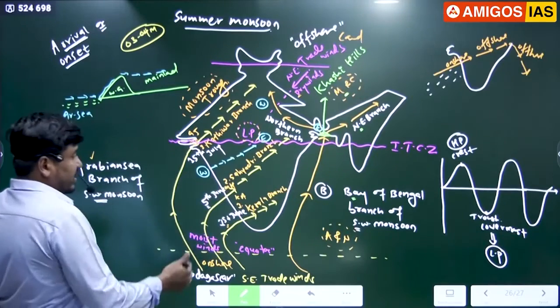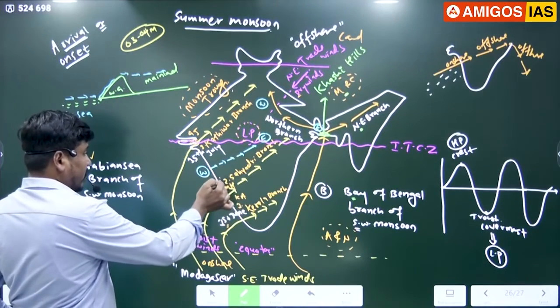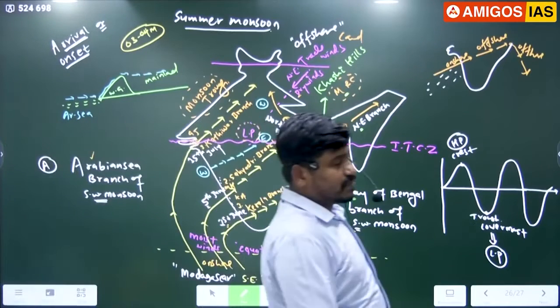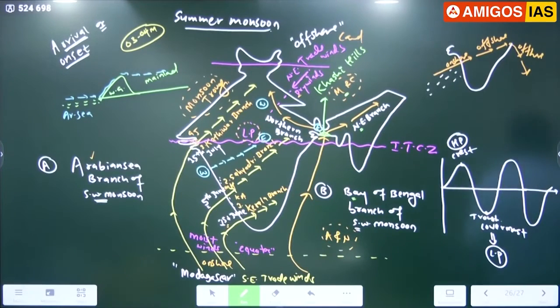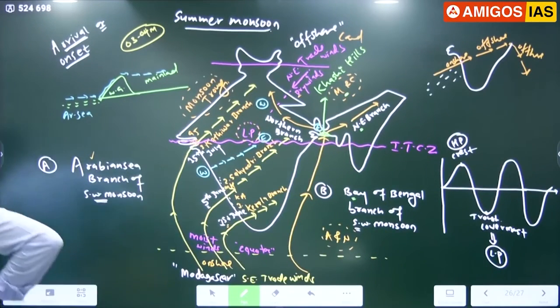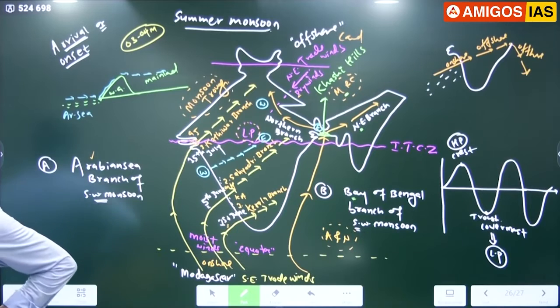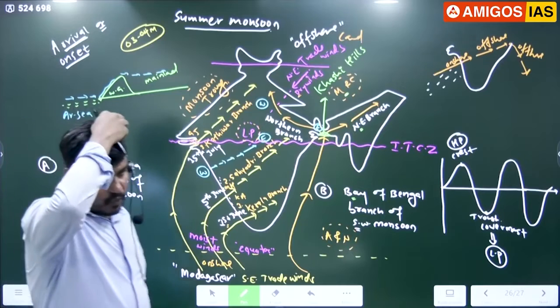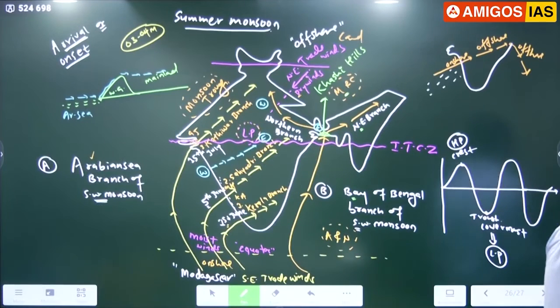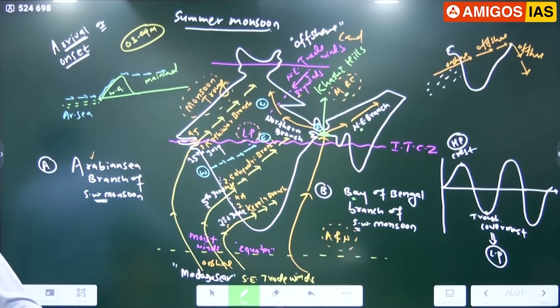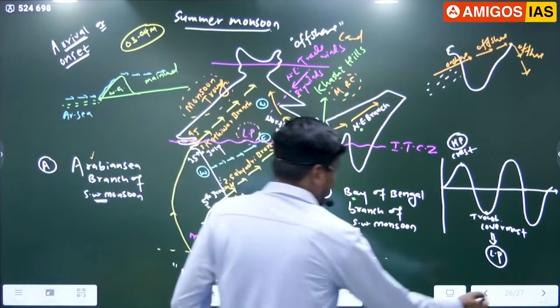So please remember, the Sahyadri branch causes heavy rainfall in Karnataka and Maharashtra, or this Western Ghats region. Next, one more line, write down. Kathiawar branch enters India through the Kathiawar Peninsula of Gujarat.